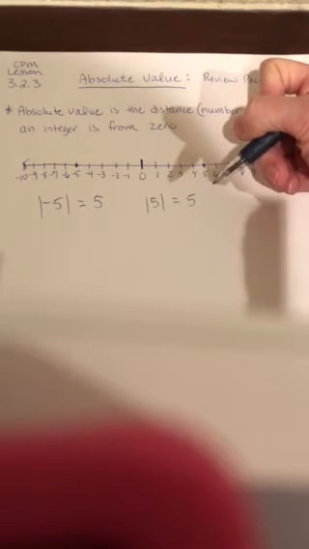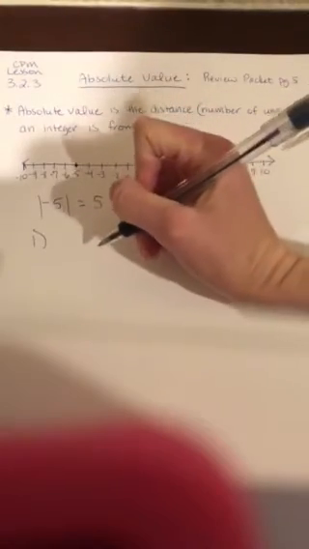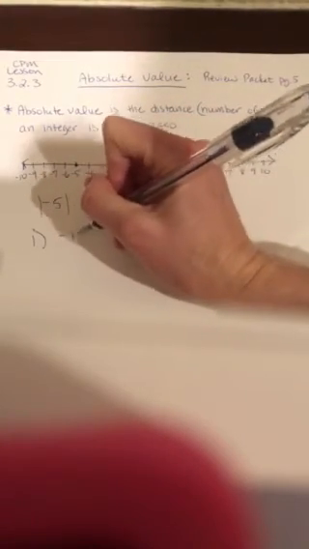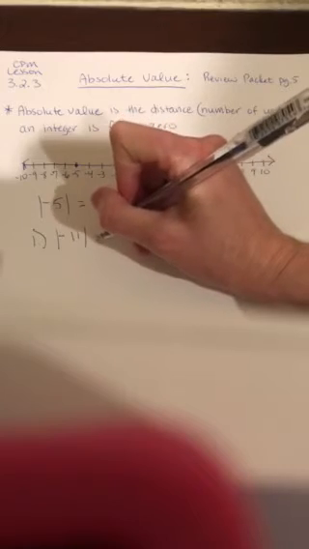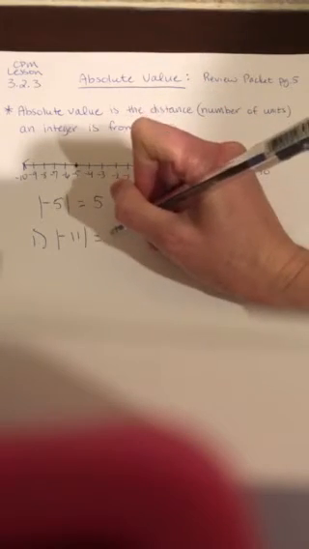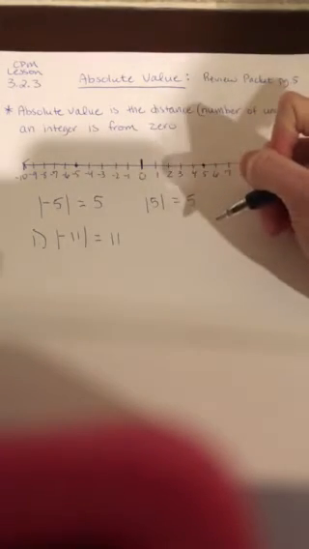Okay, so let's look at our worksheet. Let's do number 1, okay? Number 1. What's the absolute value of -11? The distance from 0. The units from 0 is, it's 11 units from 0. So the absolute value of -11 is 11.